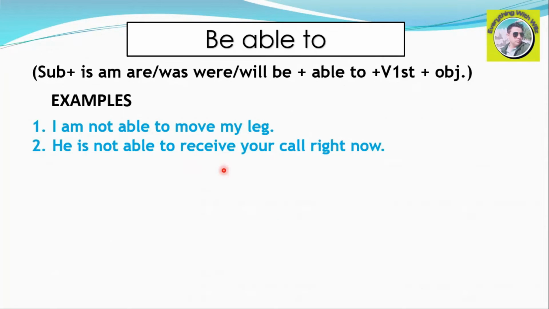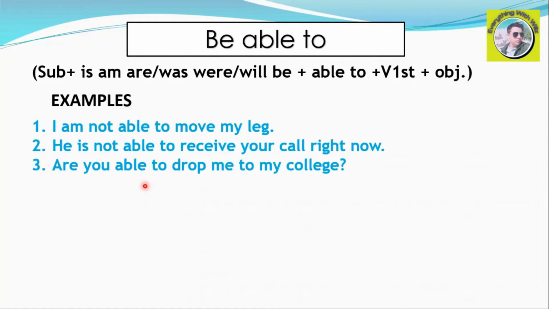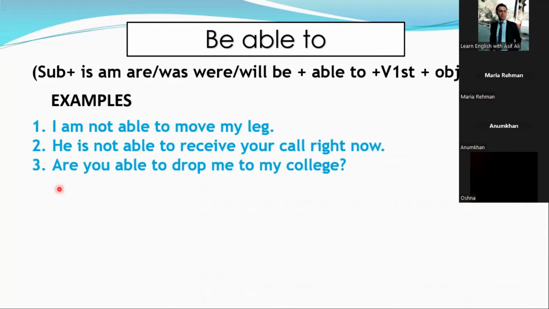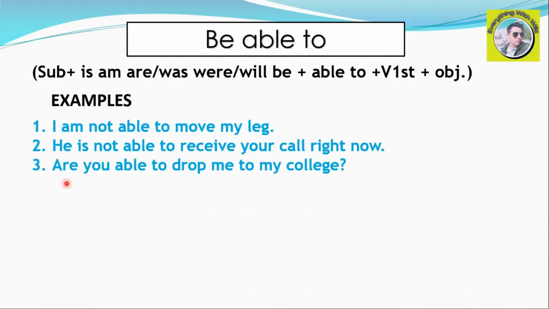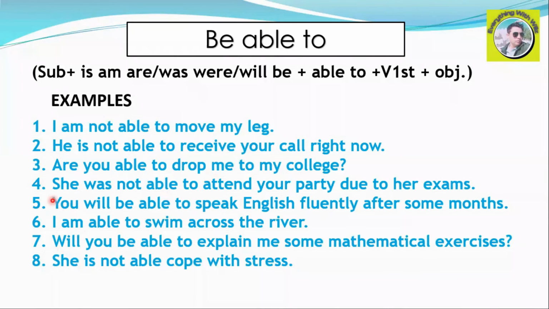Now, example number three is: are you able to drop me to my college? When you have to make a question, you have to bring the helping verb at the beginning, right? Now you're asking someone whether it is possible for them to drop you at that particular time. Number four is: she was not able to attend your party due to her exams. So it was not possible for her to attend the party because she was having her exams.